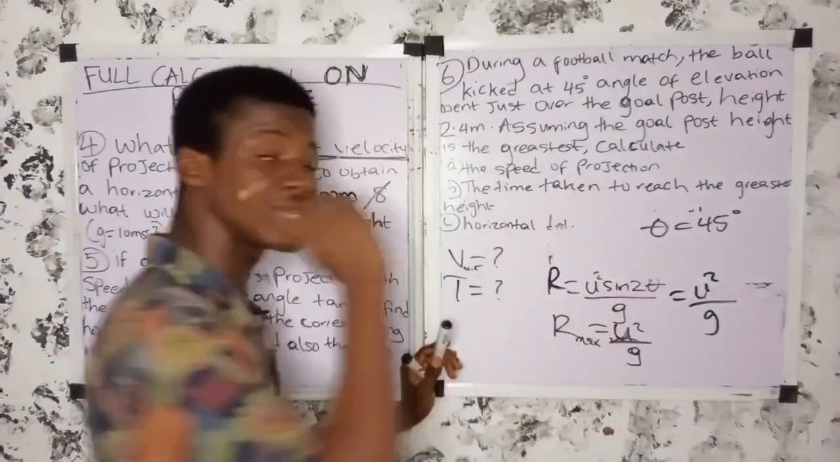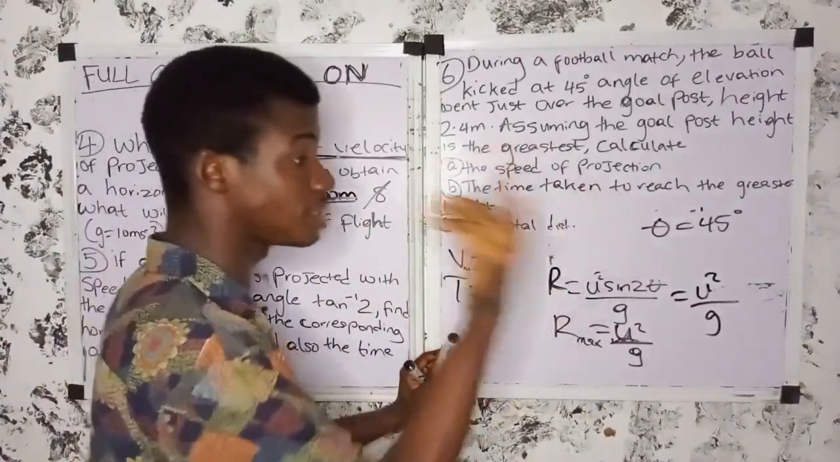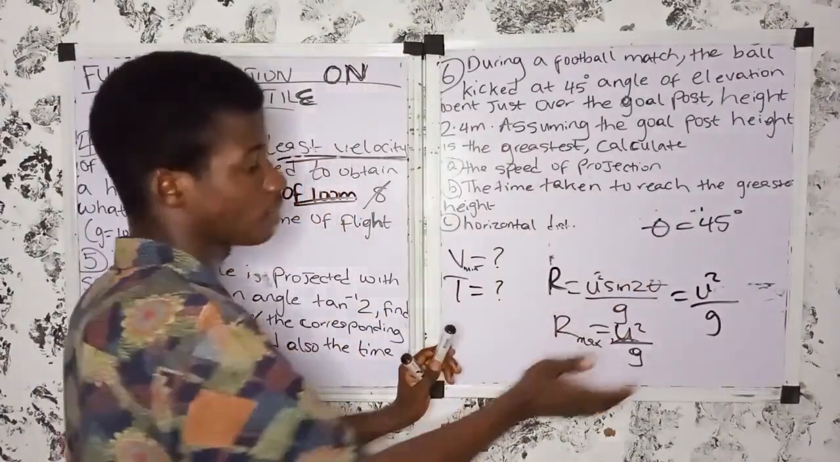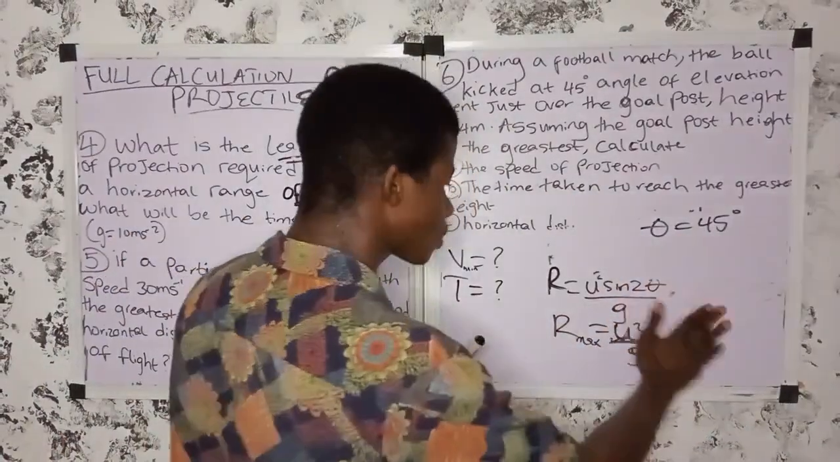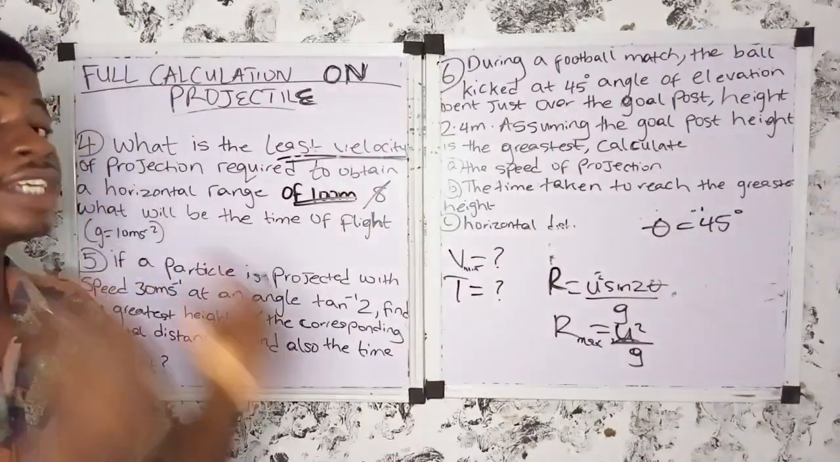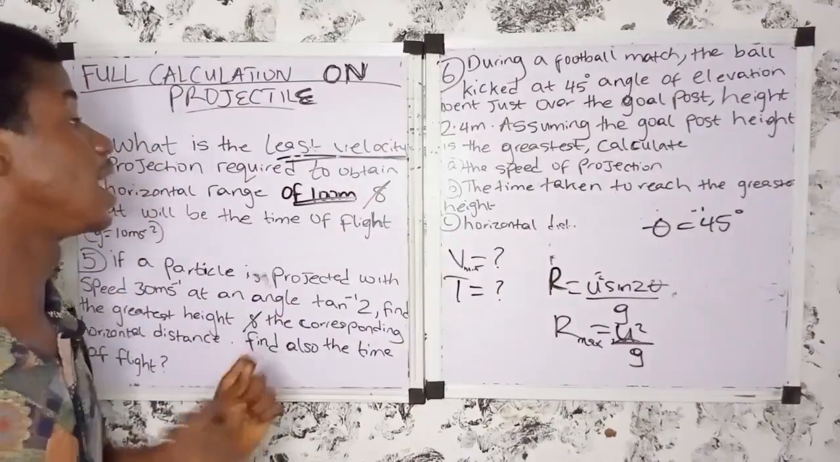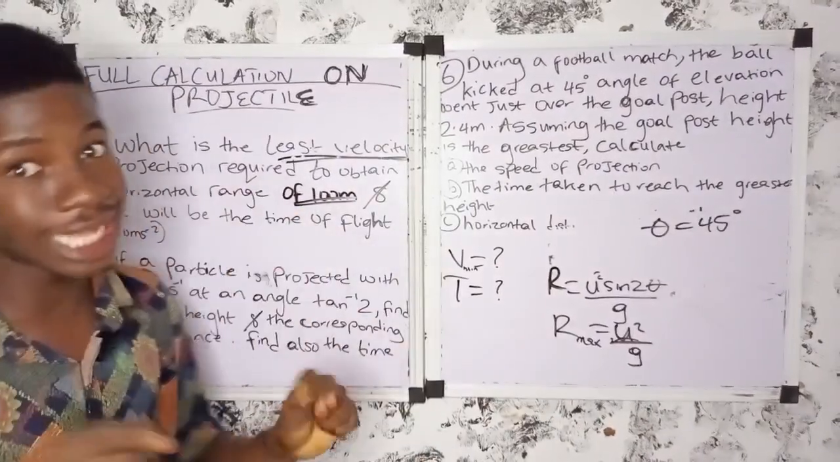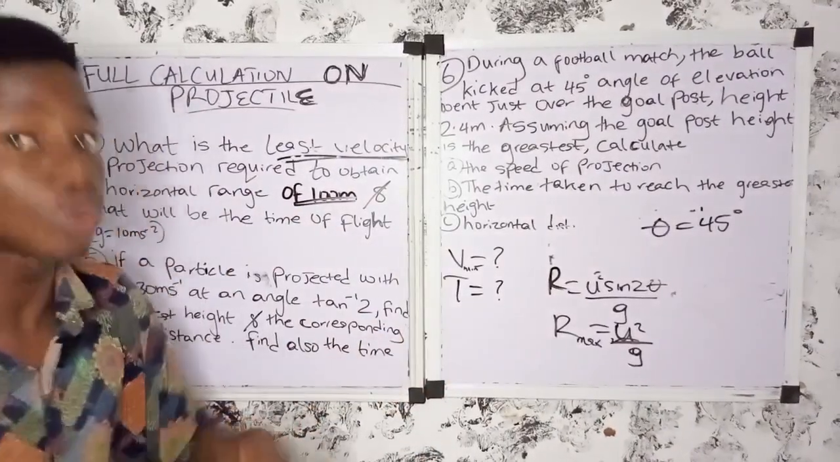So when they say range is maximum, it is at 45 degrees. So we are going to use the second formula, right? Yes. So let's use the second formula. What are we looking for? We are looking for the least velocity. Least velocity occurs when the angle is what? 45 degrees. And at that angle, range is maximum also.